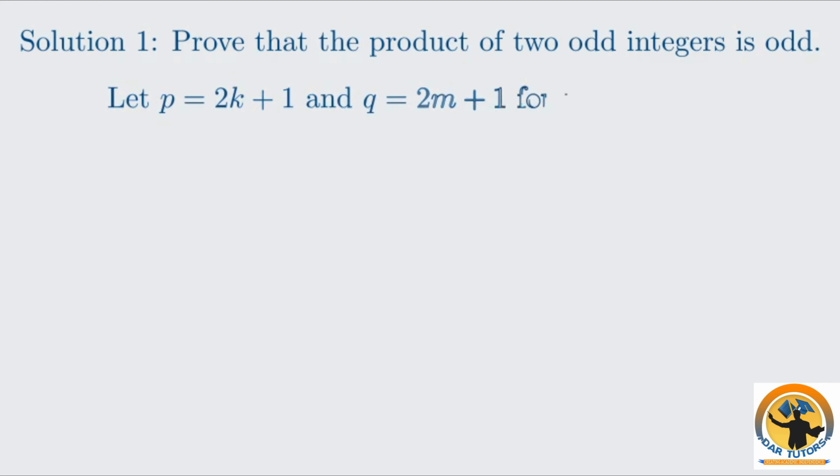First, question 1. We need to prove that the product of two odd integers is odd. By definition, an odd integer can be written in the form 2k plus 1 for some integer k. Let our two odd integers be p and q. So p equals 2k plus 1 and q equals 2m plus 1, where k and m are integers. Now, we find their product, p times q. The product is (2k plus 1) times (2m plus 1). Expanding this gives us 4km plus 2k plus 2m plus 1.